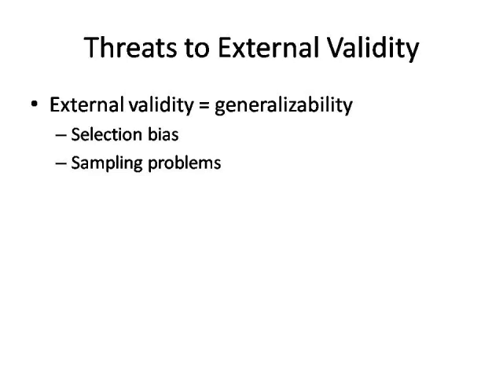Now, for threats to external validity, know that external validity is generalizability, the ability to take the results of your study and apply them to a different group of people. Selection bias and sampling problems are the biggest threats to external validity. I'm going to let you go back to your book for the rest of this.